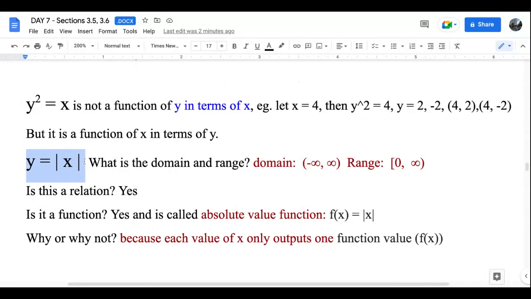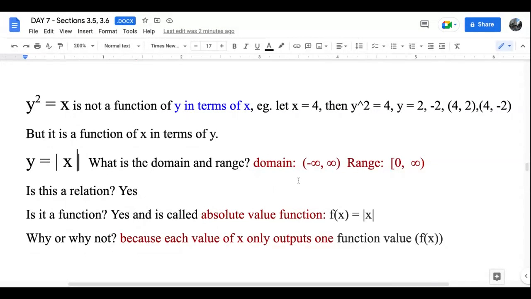Let's see this one. Remember the two long bars represent absolute value, right? This is saying y equals the absolute value of x. If x is negative, then absolute value changes it to be positive.